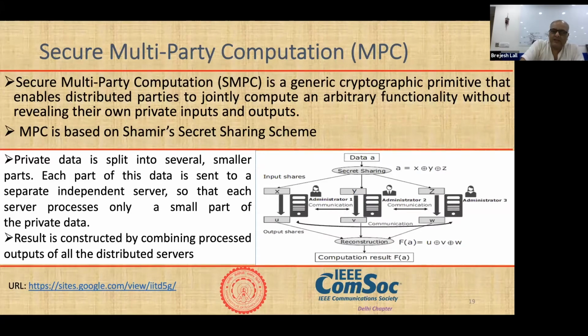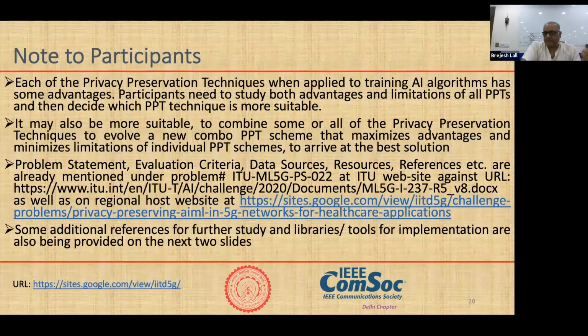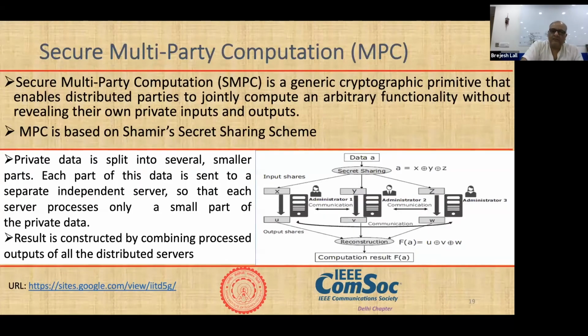So what happens is that you end up with higher privacy, but at the cost of higher computational cost. If you want a slightly lower computational cost, but that would lead to a slight reduction in the level of privacy you provide, then you could go to federated learning.